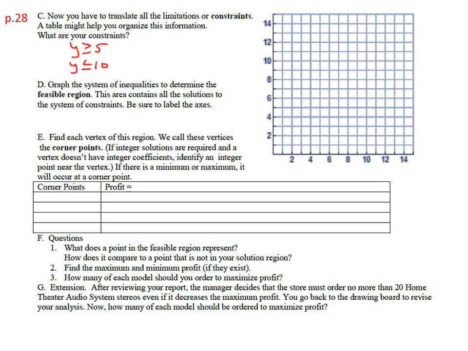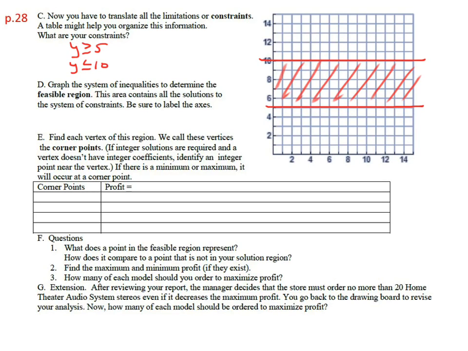So our y values greater than 5 along here. So it's going above, but less than or equal to 10. So that means I'm shading in between. So we're along there.